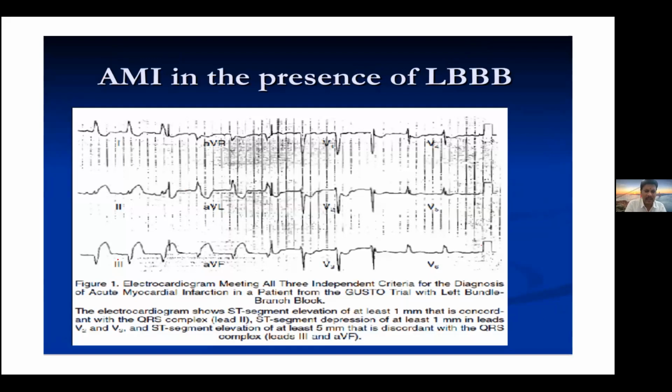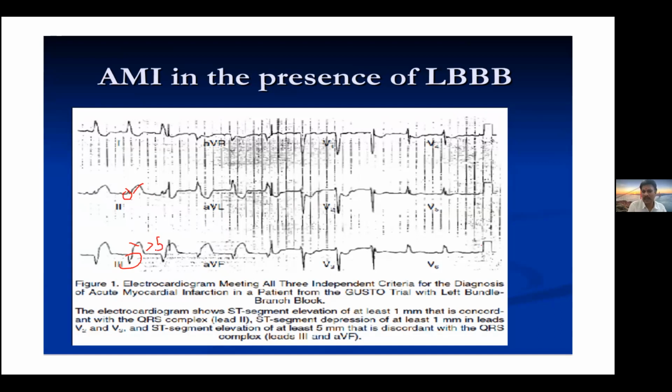See here, the QRS complex is wide. Here it is up. With a wide QRS complex, you have ST elevation on the same side. If the QRS complex is negative, more than 5 millimeters, 5 small squares, and ST elevation is there. So two criteria are there to say it is an acute MI.